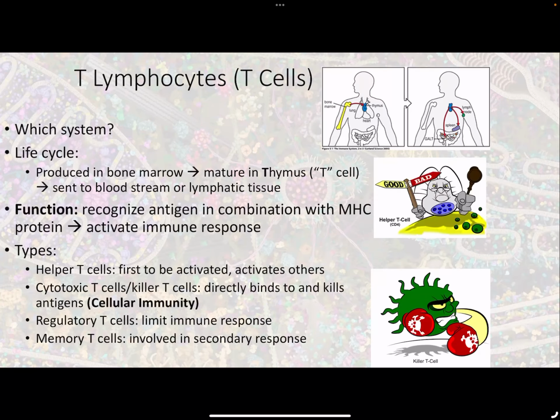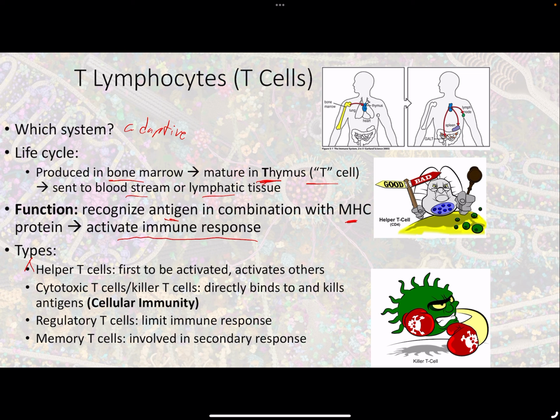T cells, or T lymphocytes, are a part of the adaptive system. They're produced in the bone marrow, but then they mature in the thymus, and that's where they get their name, the T cells. Then they're sent to the bloodstream or the lymphatic tissue. Their job is to help recognize an antigen in combination with the MHC1 protein, and that's going to activate the immune response.